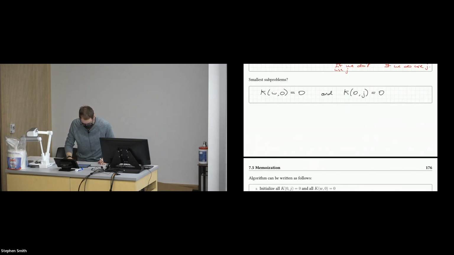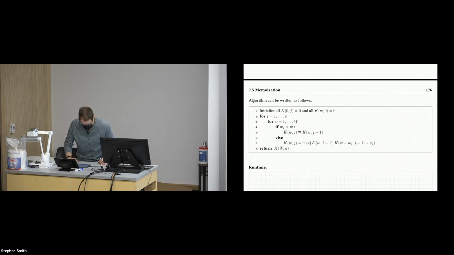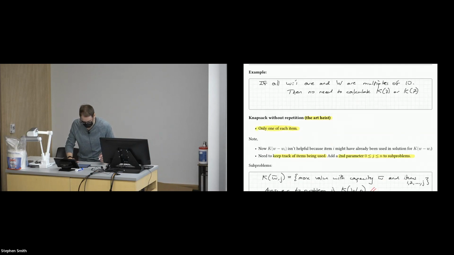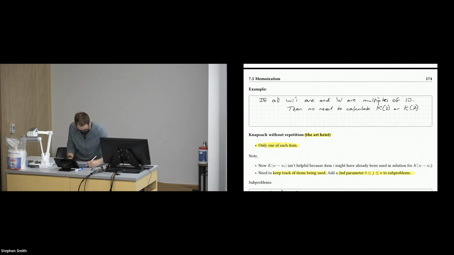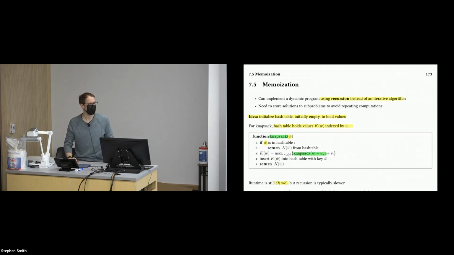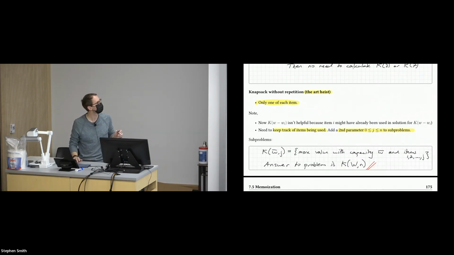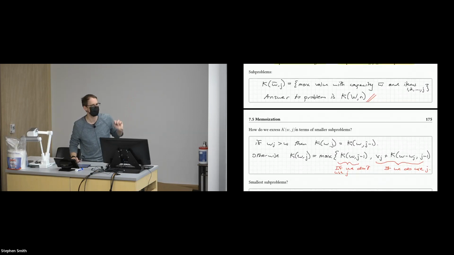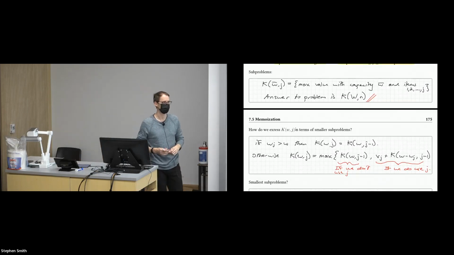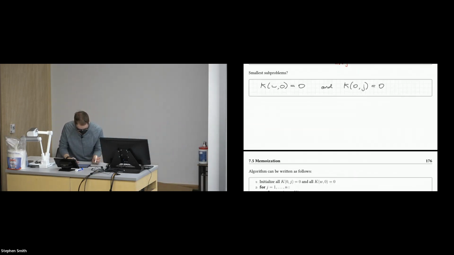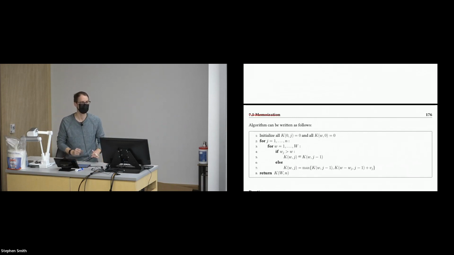Oh, I see. Sorry, I'll have to fix this after. I made a section heading for memoization, and then we left memoization. We're now within Knapsack without repetition, but the header memoization is continuing down. Sorry, I'll fix that after. I was just getting confused. I was like, how did we return to memoization?